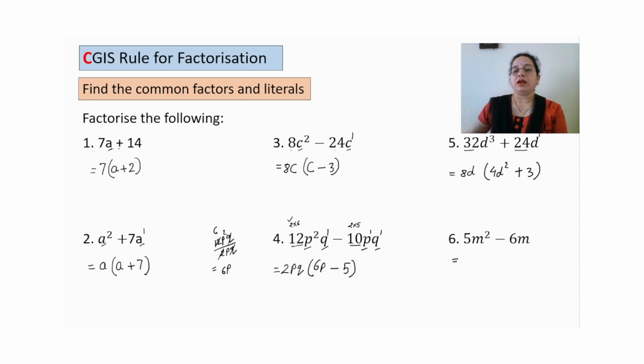Now again take common. So here numbers are not common. You can see only m is common. So the smaller power of m is 1. So take m common. What is left? Number will be as it is, m minus 6. So these are the factors.